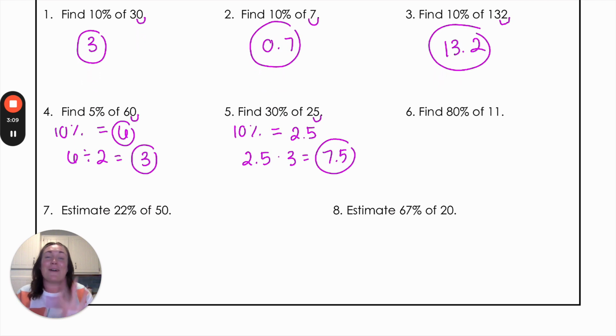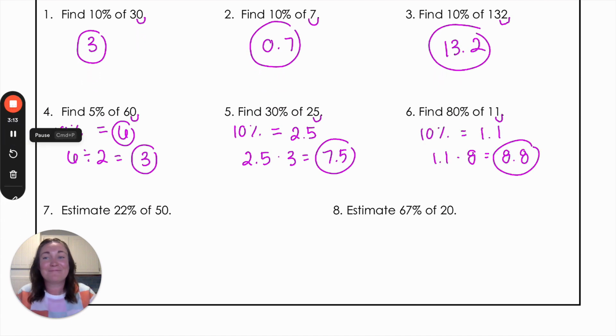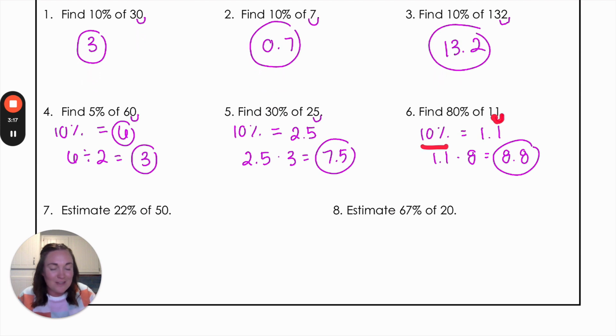All right, I want you to pause the video here and try number 6 on your own using those same strategies. How did we do? All right, so we always, again, start with that 10%, move that decimal back one time. So 10% of 11 is 1.1. We're finding 80%, which is 8 times that. So 1.1 times 8 gives us 8.8.